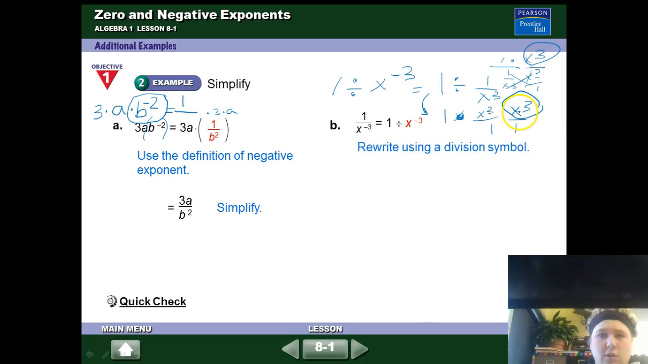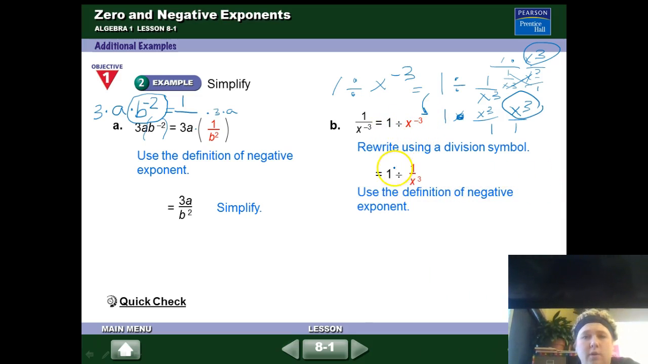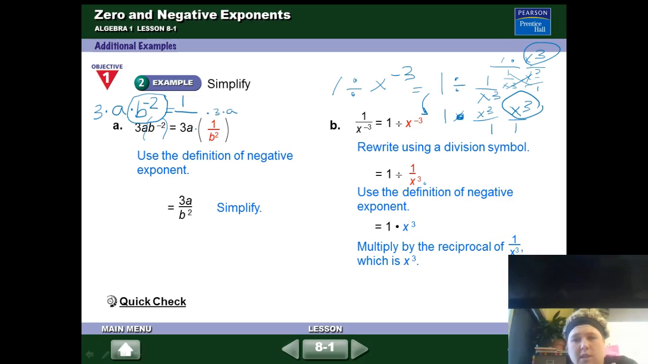So they're going to show it the same way here. 1 divided by x to the negative 3. We don't like this negative exponent, so we're going to rewrite it. 1 divided by 1 over x cubed. Now we're multiplying to get rid of this by the reciprocal. So it's 1 times x cubed over 1. See that right here, 1 over x cubed. And we get x cubed.